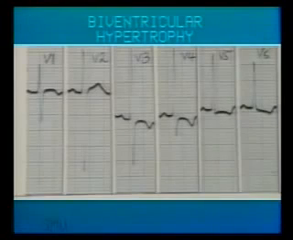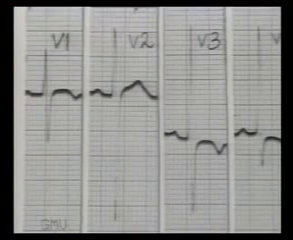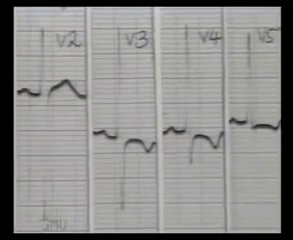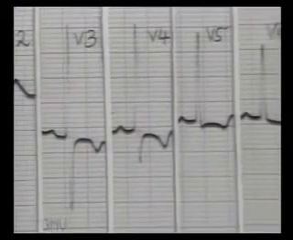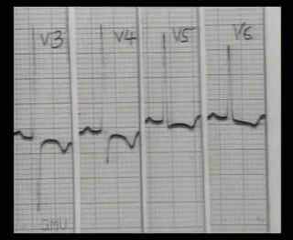Once again, note the picture of biventricular hypertrophy. RV1 of right ventricle, SV1 and V2, and RV5 and V6 of left ventricle with strain pattern. Note again in close-up RV1, SV2, tall R waves in V5 and V6 with strain pattern.